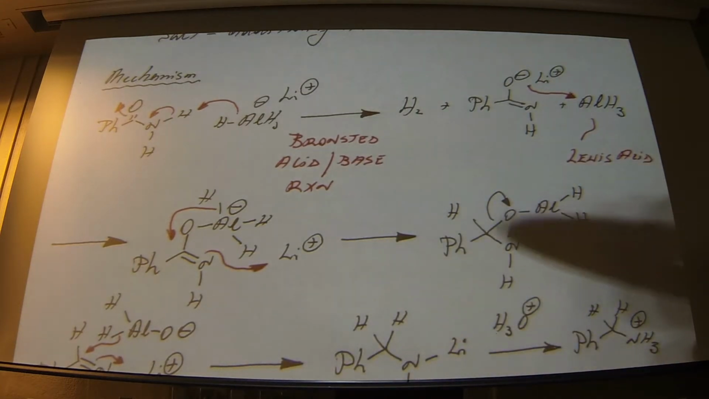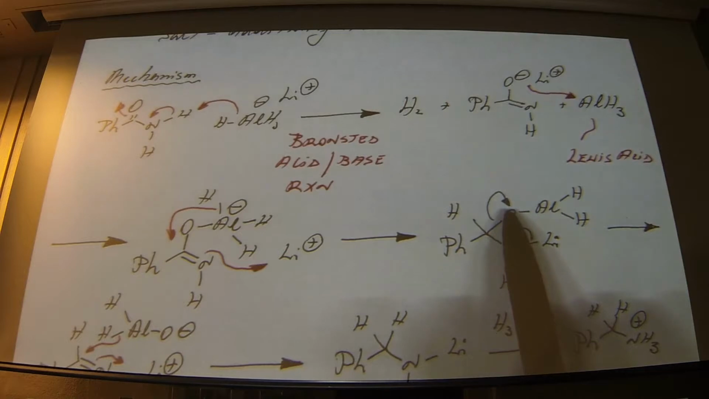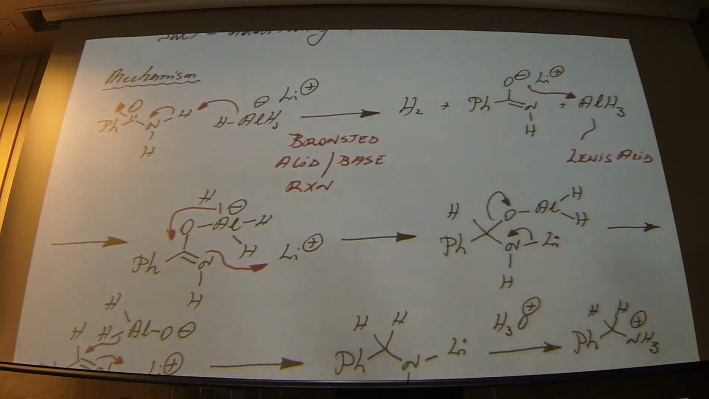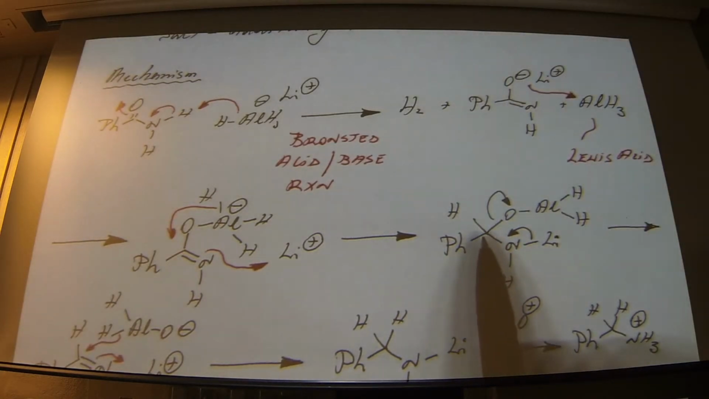Now, I want you to look at this species. Focus on this carbon atom. This carbon atom is bonded to a nitrogen and an oxygen. What did we say about carbon atoms like that? We said that carbon atoms that are bonded to either two oxygens or two nitrogens or a nitrogen and an oxygen are the equivalent of an aldehyde. So the fact that this undergoes a further reduction should not come as a complete surprise.